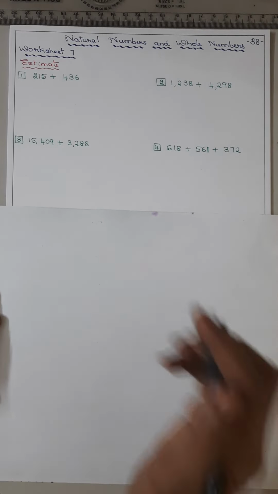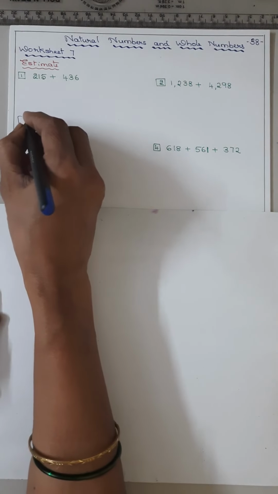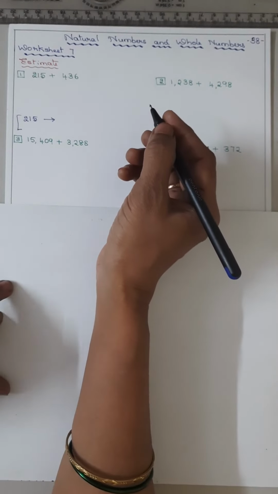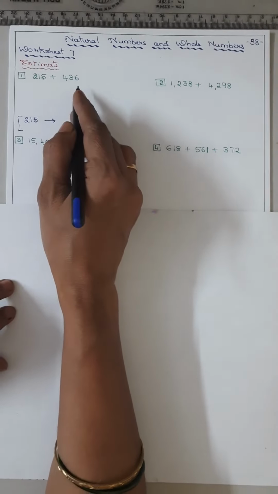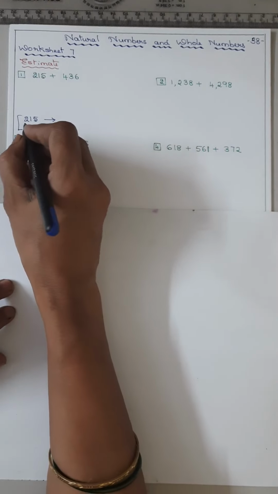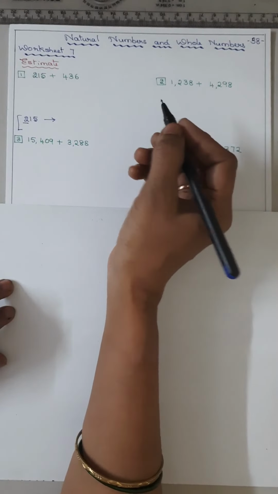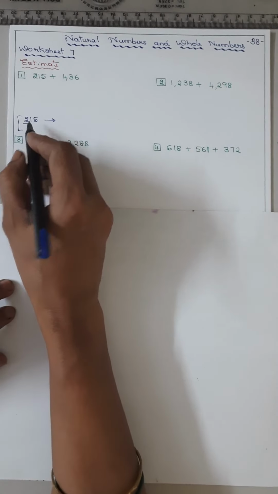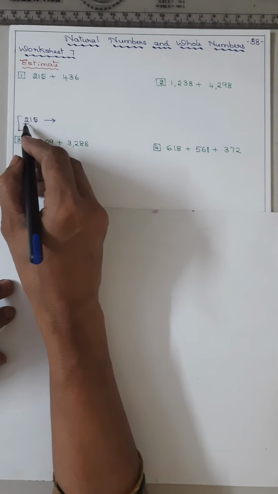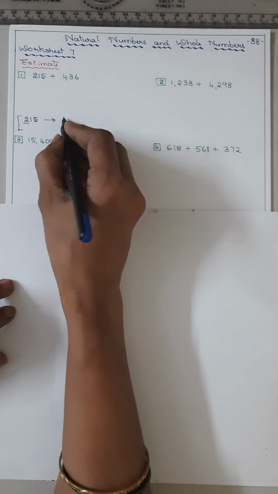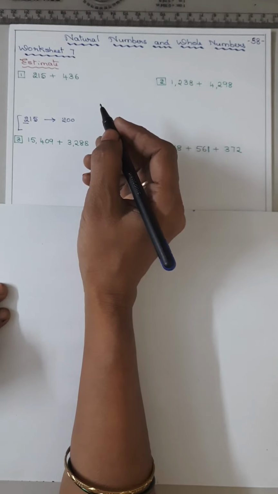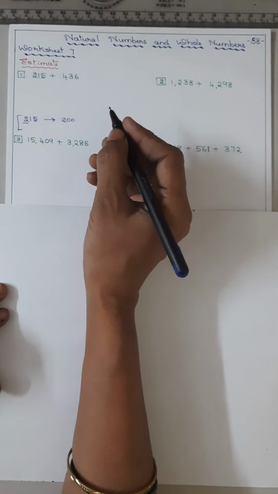So first it is 215, rounded off to hundreds. Both are in hundreds, so round off both the numbers to the hundreds. Underline the hundreds place. Right side of the hundreds place, the digit is 1, less than 5. So this one will be 2 itself. So 2 and 2 zeros, that is 200. So 215 is rounded off to 200.